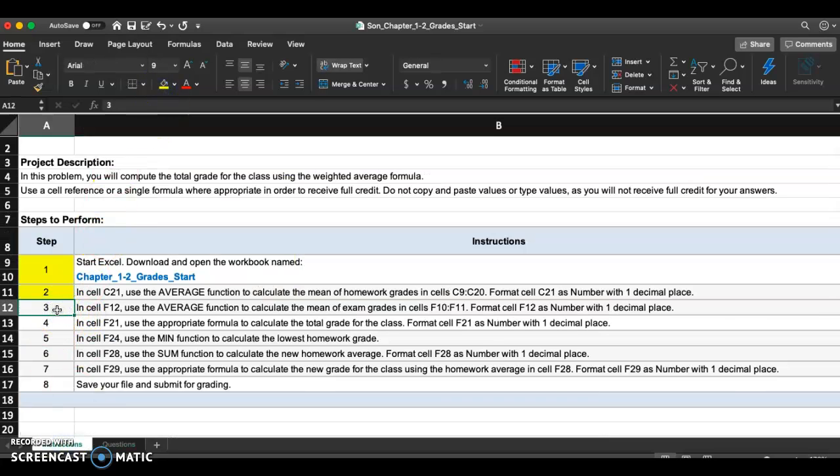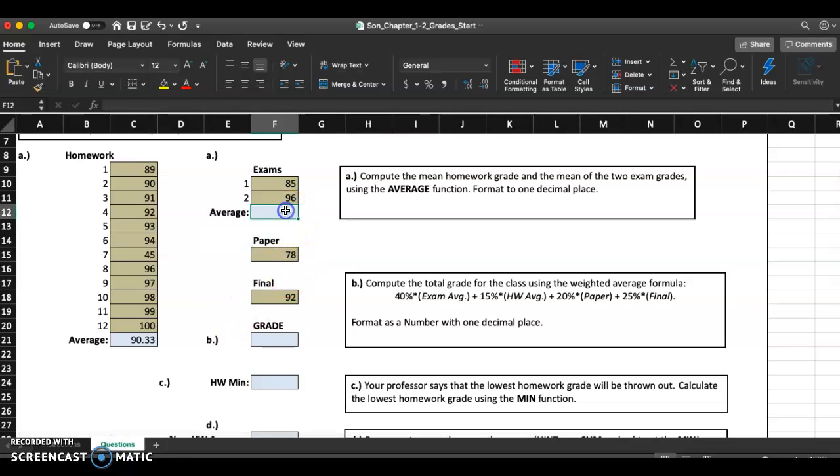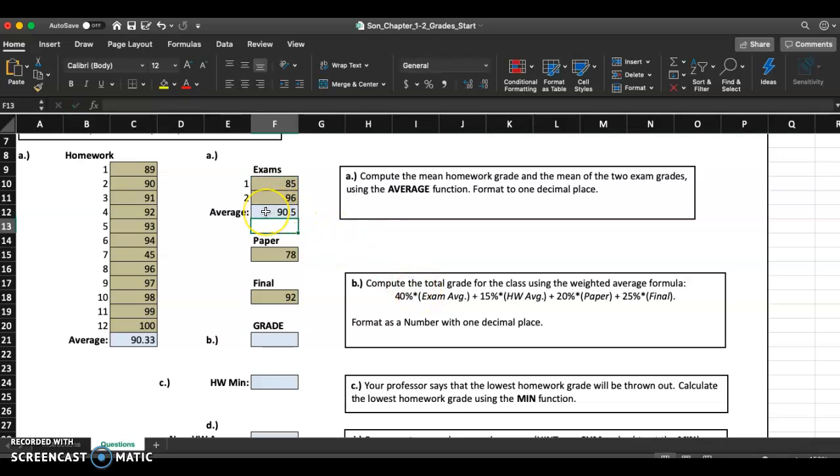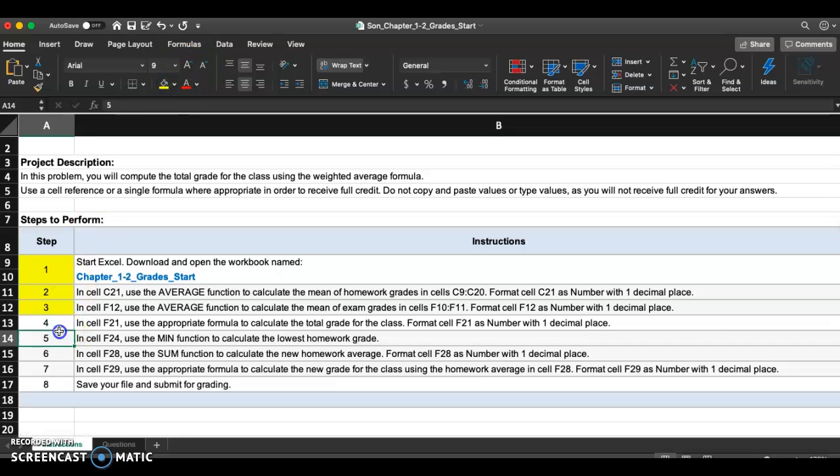Back to the instructions page, step 3. In cell F12, use the AVERAGE function to calculate the mean of exam grades in cells F10 and F11 and do the same formatting, number with one decimal place. So, two exam grades, let's find the average of them. A, V, E. Average, most recently used, and then do F10 and F11 and hit enter. You should see 90.5 for the average exam grades. It's already formatted as number with one decimal place, so I don't have to really mess with it. That's good. This one's easy, right?